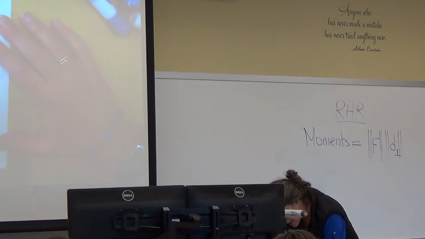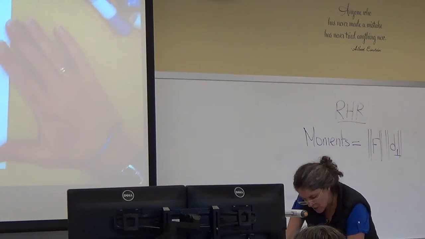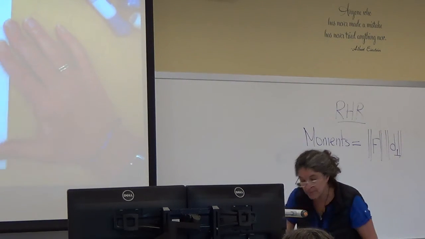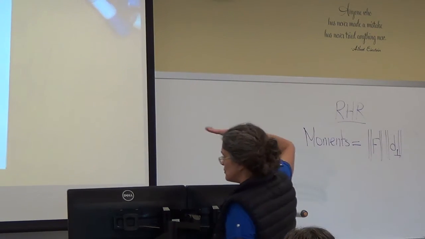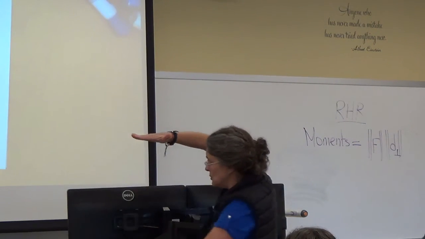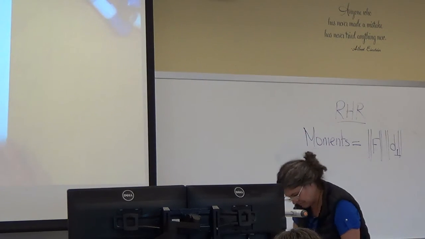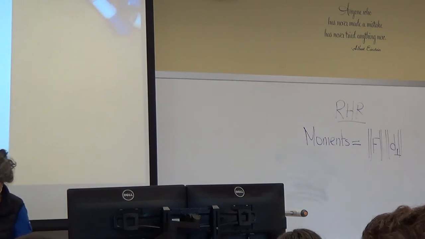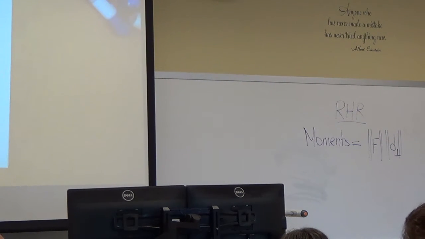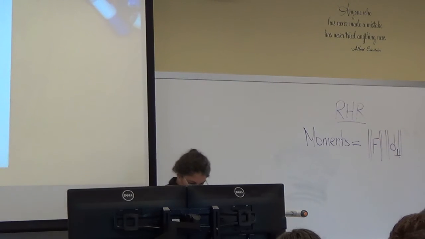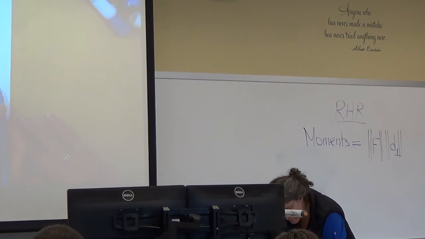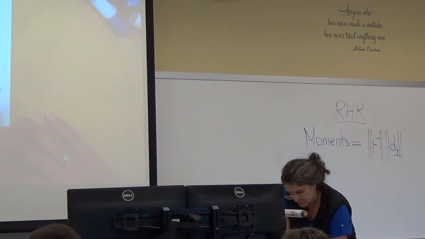How about the other? So Fx is 86.6 times, what's its perpendicular distance to point A? 7. And is it positive or negative? Everyone, fingers go in the direction of Fx. Palm goes towards A. It's positive. And what does that number come out to be? 856.2, and the units are inch pound.